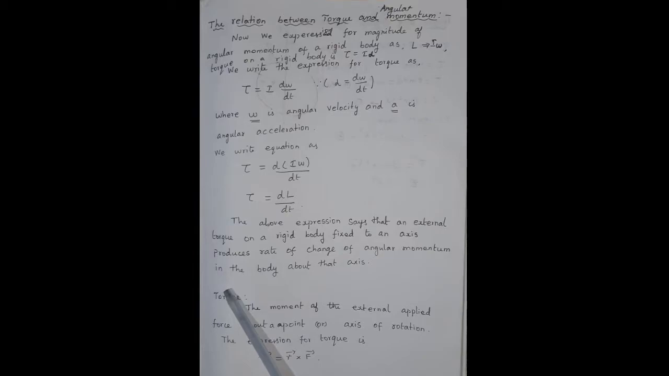The above expression says that an external torque on a rigid body fixed to an axis produces a rate of change of angular momentum in the body about that axis.